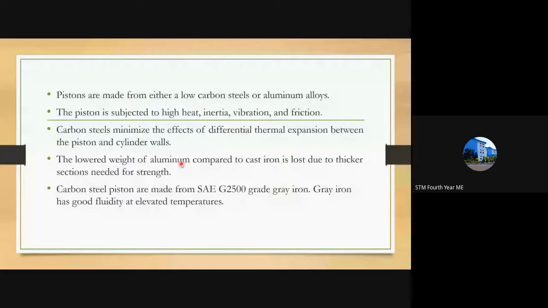So alloys are formed and aluminum alloys are used for the building of a piston. Carbon steel pistons are made of SAE G2500 grade gray iron, and gray iron has a good fluidity at elevated temperatures. So at high temperatures, it can function much more properly than normal stainless steel pistons.